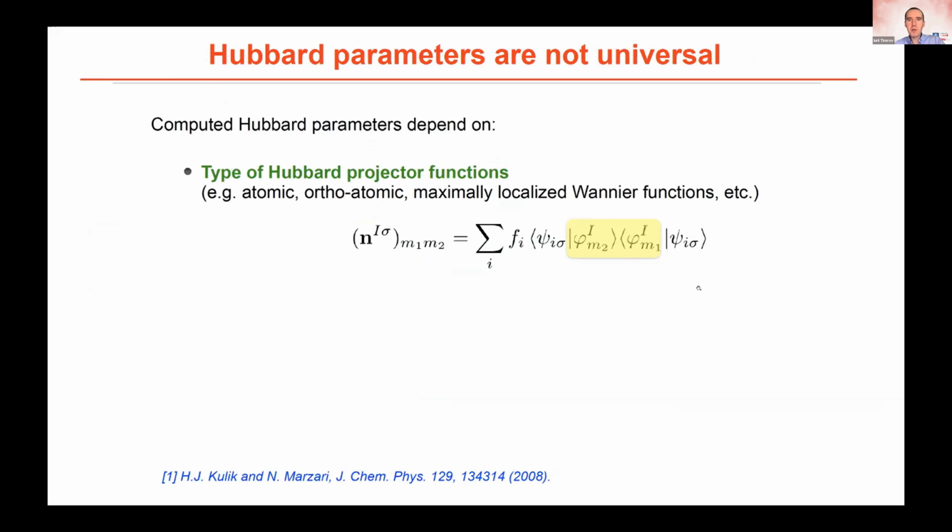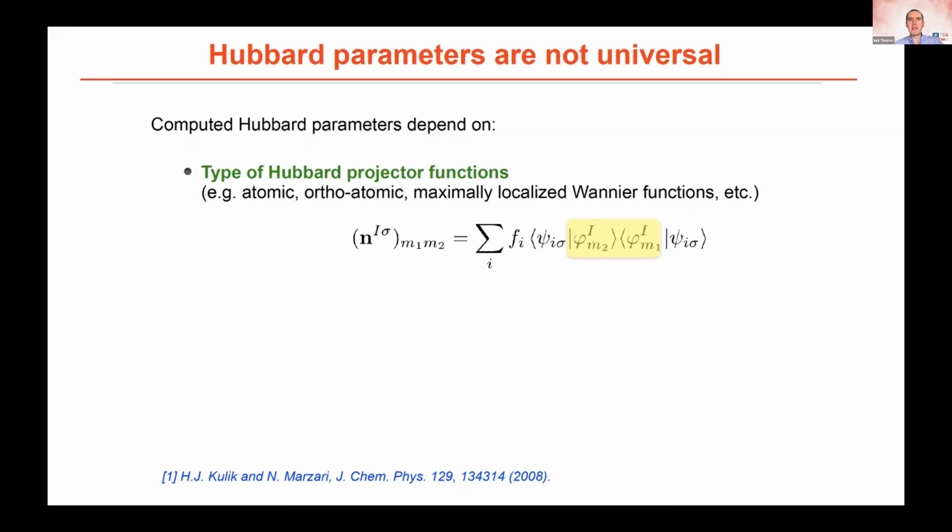Computed Hubbard parameters depend on many aspects. First is the type of Hubbard projector functions, the functions phi in the yellow rectangle. As I said, there are many options. For example, atomic orbitals, which are obtained from pseudopotentials: the code reads the pseudopotentials and the information about the atomic orbitals. Another option is orthogonalized atomic orbitals, or Löwdin-orthogonalized atomic orbitals. This is different from the atomic orbitals in the sense that we take the atomic orbitals of all atoms in the system and orthogonalize them using the Löwdin method.